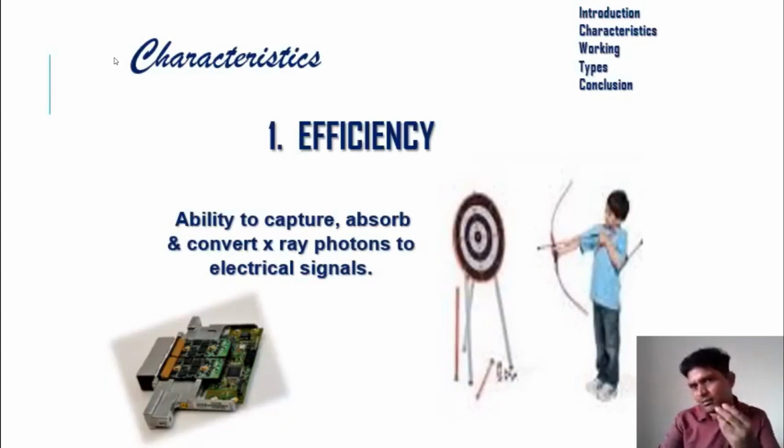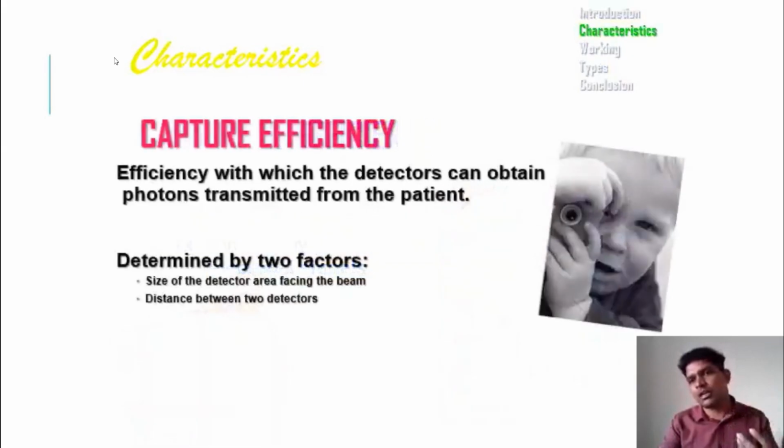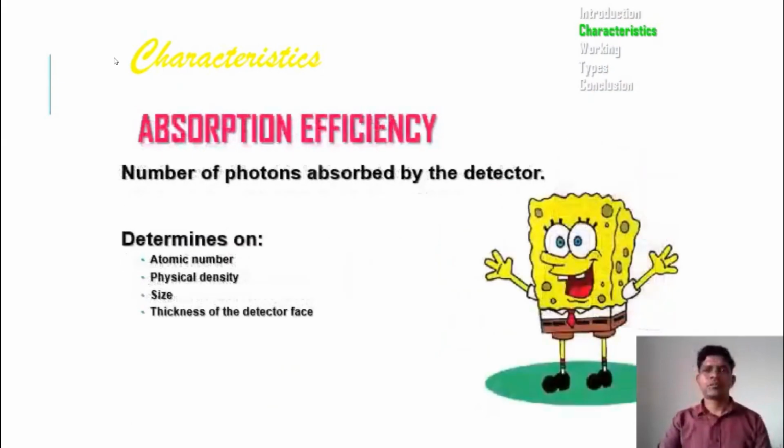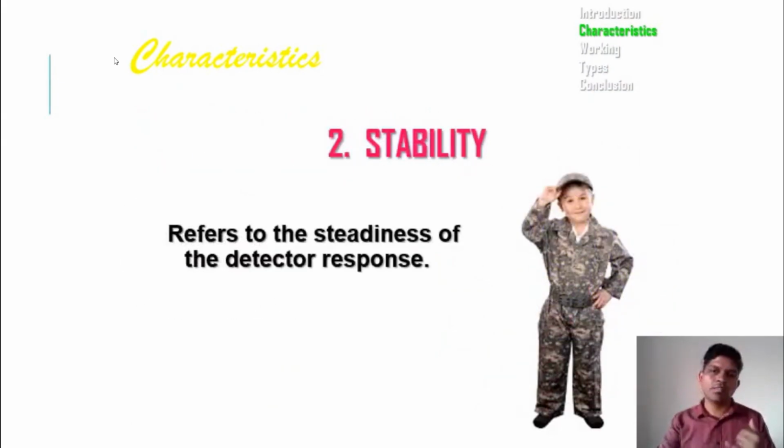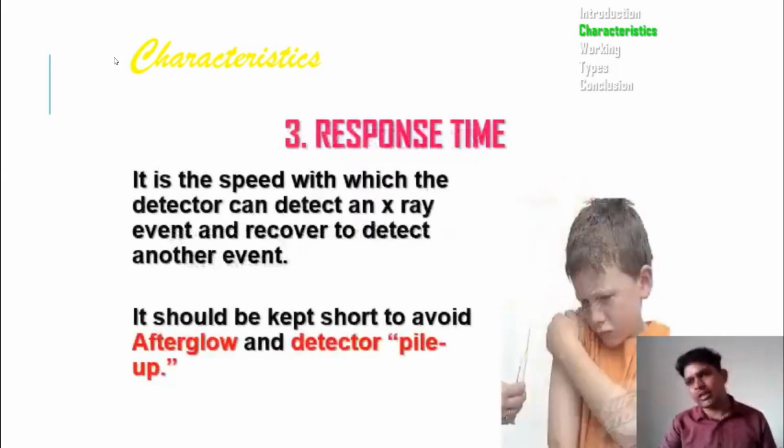Most important, this might be general, but efficiency is one of the most important, because it is the ability to capture, absorb, and convert the X-ray photon into an electric signal. If any absorption or capturing is missed, you will not get good image quality of the patient. The second one is stability, which refers to the steadiness of the detector response. The stability of the detector should be accurate.